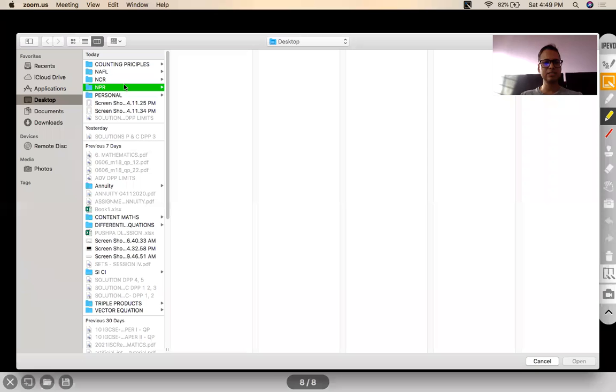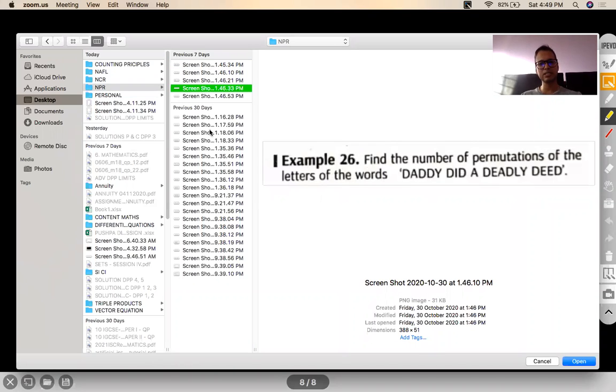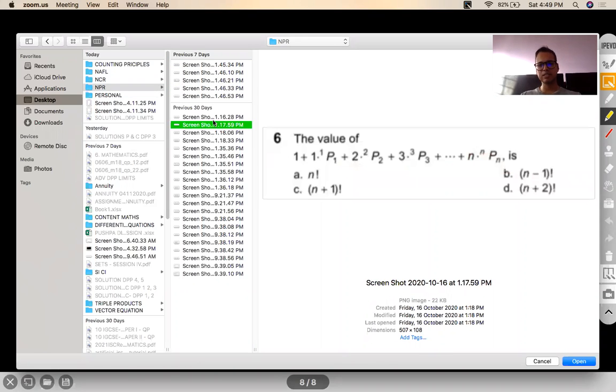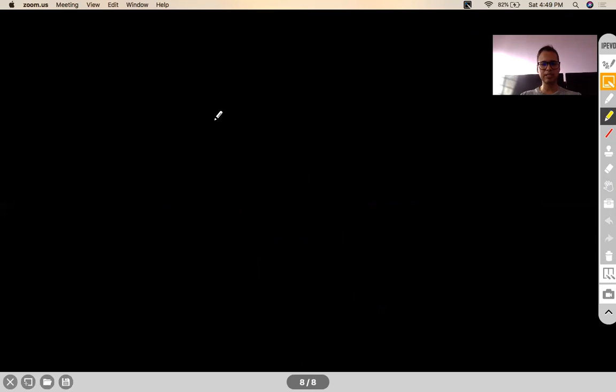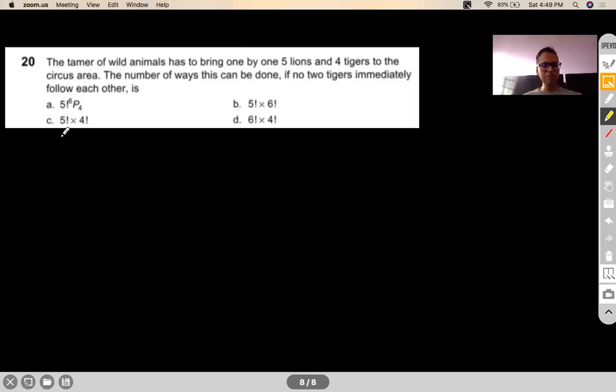Next. This we have already done. Yeah, let's do this question. A tamer of wild animals has to bring one by one 5 lions and 4 tigers to the circus area. The number of ways this can be done if no 2 tigers immediately follow each other.